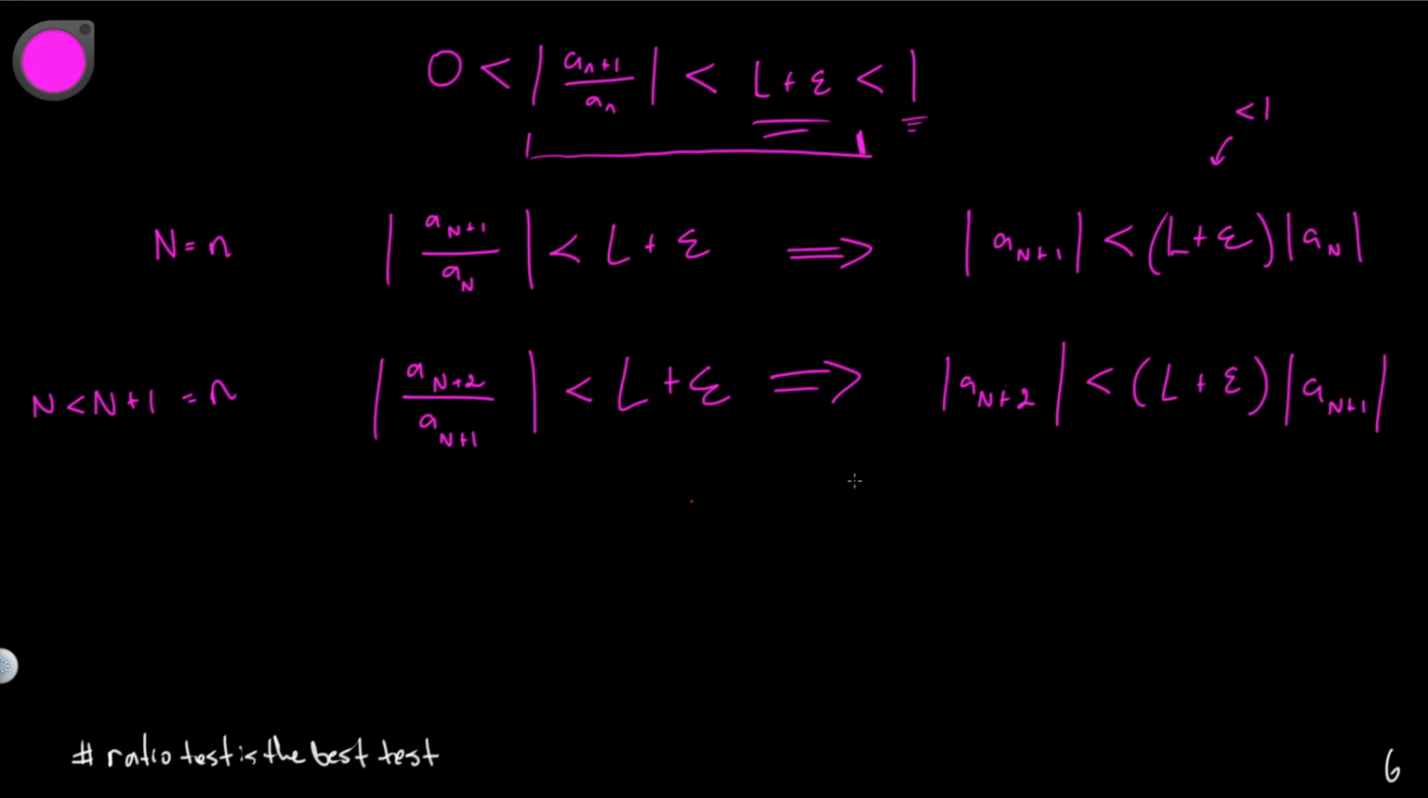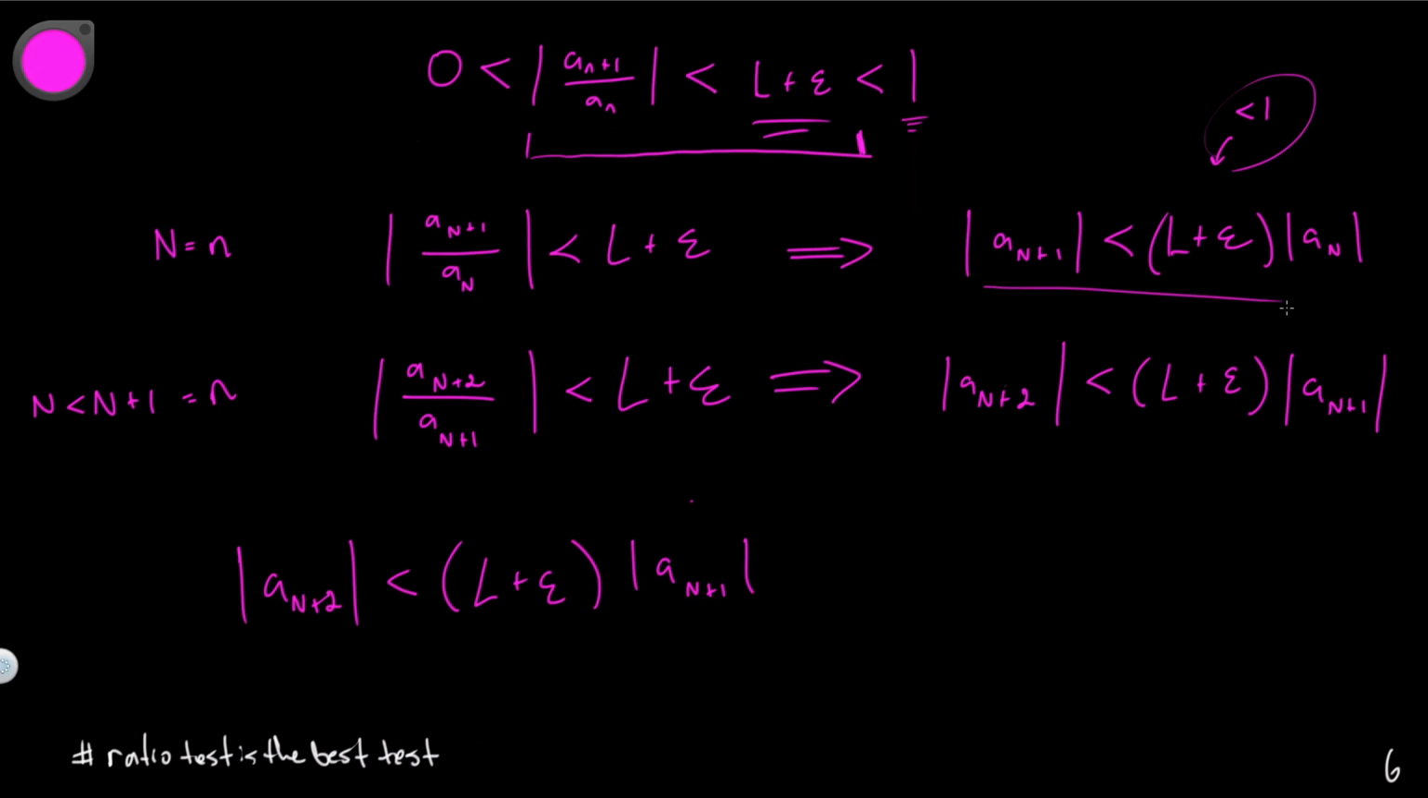Now I'm going to take what I've just written and write it down here, and I want you to think. A sub n plus 2 is less than L plus epsilon, which is a number less than 1, times A sub n plus 1. Right, but what is A sub n plus 1 less than? It is less than L plus epsilon. That's this L plus epsilon. It is less than L plus epsilon times A sub n.